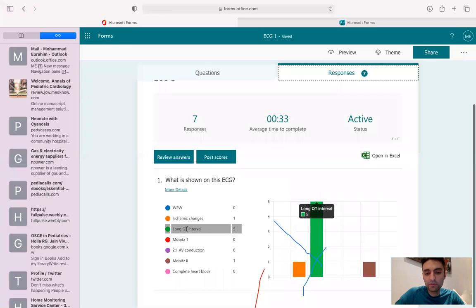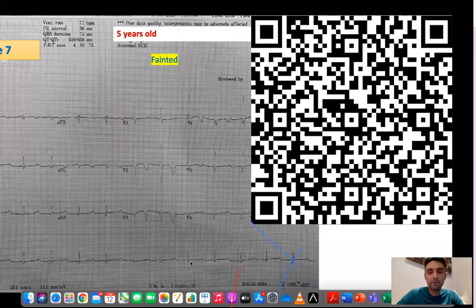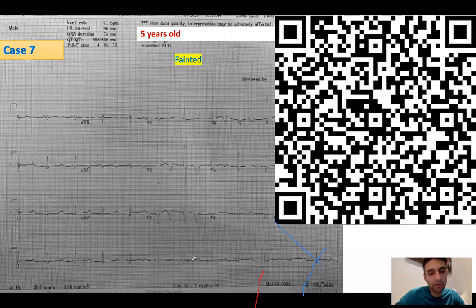Okay, long QT interval. Perfect. So majority said long QT interval. Ischemic changes and Mobitz 2. Okay, I don't know why someone said ischemic. I see why people may wonder about ischemic because the T waves are abnormal. But more importantly, the QT is very long.